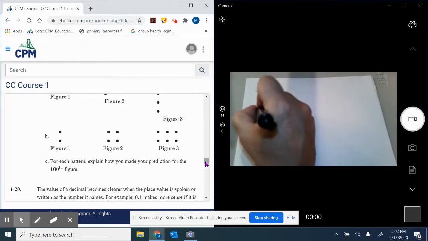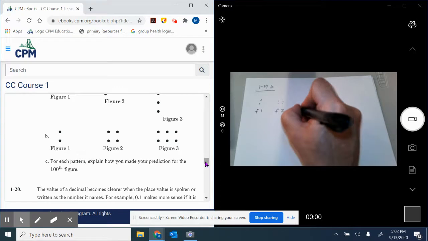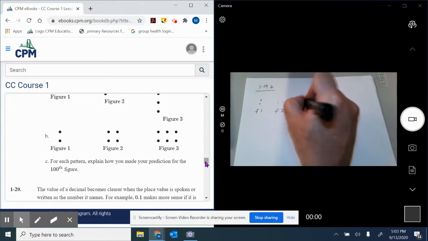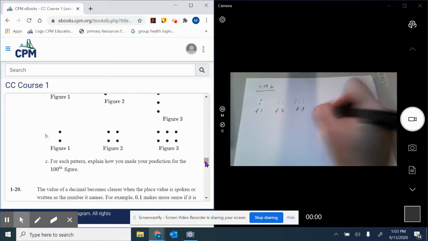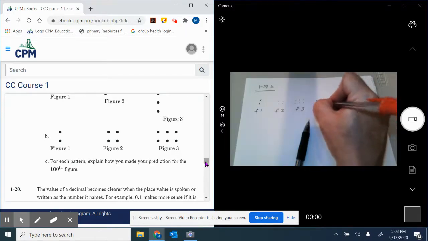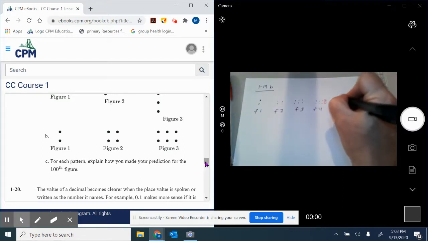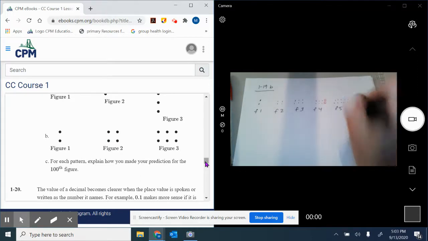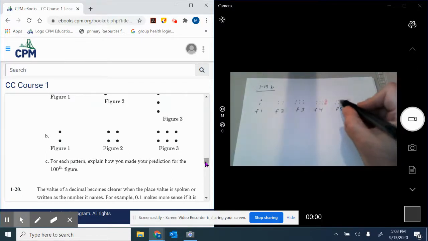So figure 1 appears to have 2 dots, just 2 dots. Figure 2 looks like I add 2 more dots. Figure 3, oh yeah, this looks like I'm adding 2 dots every time. So figure 4, I add another 2 dots. This is what I appear to be doing every time. It's just adding. So figure 5, I've got 1, 2, 3, 4, and I'm going to add another 2 dots on the end. Okay. And then figure 6, I would do the same thing. 1, 2, 3, 4, 5, I'd add to make it 6.